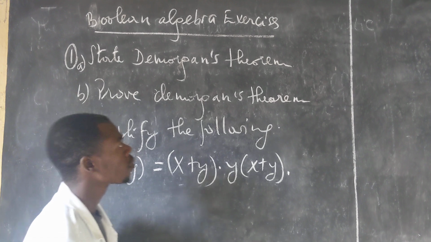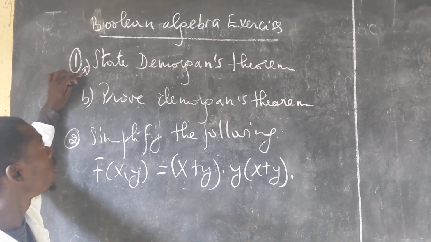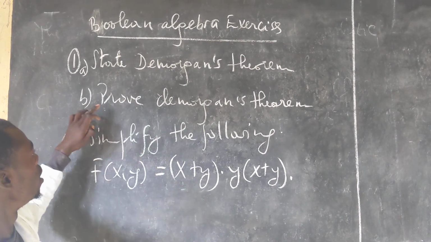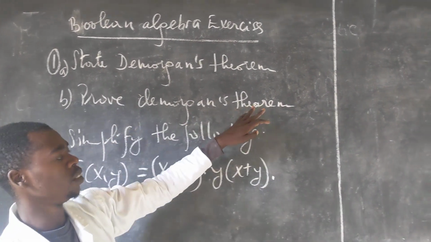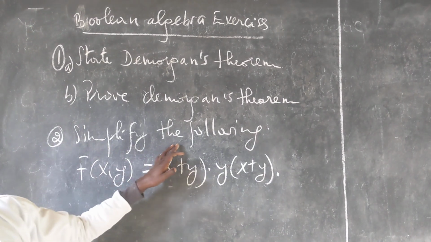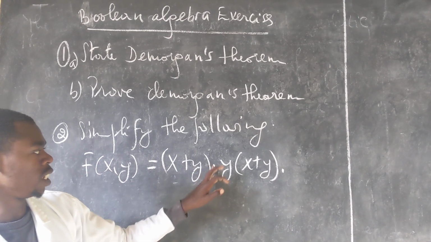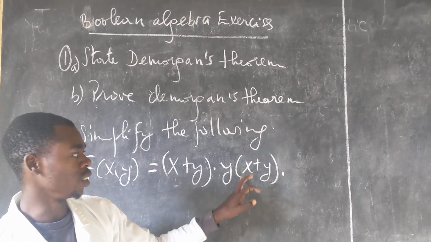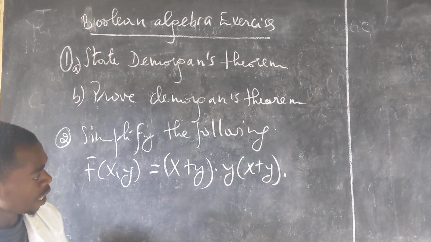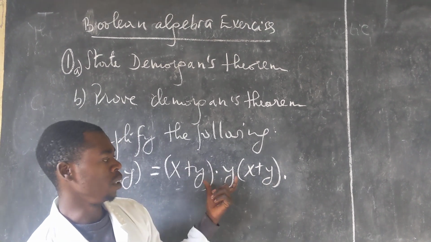You see, on our board here, we have question 1: A, state De Morgan's theorem, and then B, prove De Morgan's theorem. And then, second question, simplify the following: F(x, y) equals (x plus y) cross y cross (x plus y). So now, I would like to request you to be with me until we finish.